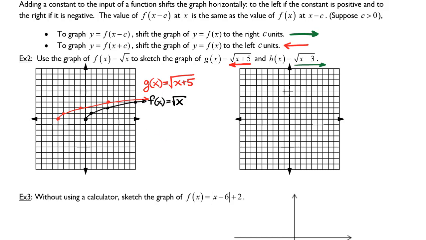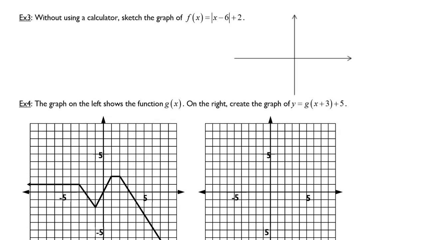Now let's graph a standard square root. 0 gives me 0, 1 gives me 1, 4 gives me 2, and 9 gives me 3. Now let's graph h of x, which is going to be the square root of x minus 3. Now remember, that shifts my function to the right 3 units. So 0 is now at 3, 1 is now at 4, 4 is now at 7, and 9 would be at 12. So it would be right about here. If I connect these dots, that is my new function, h of x.